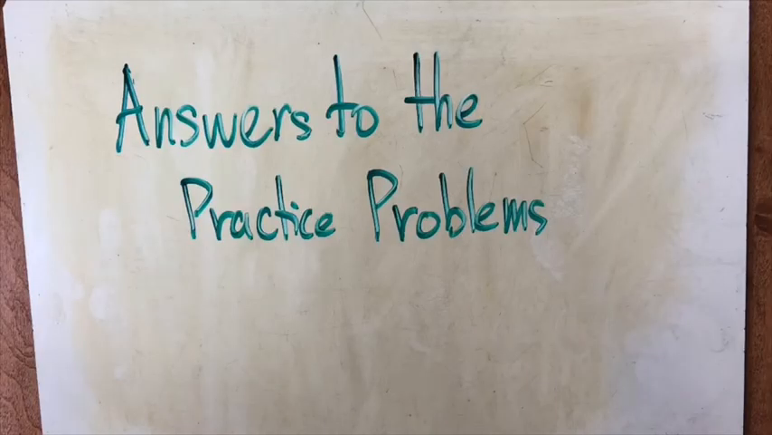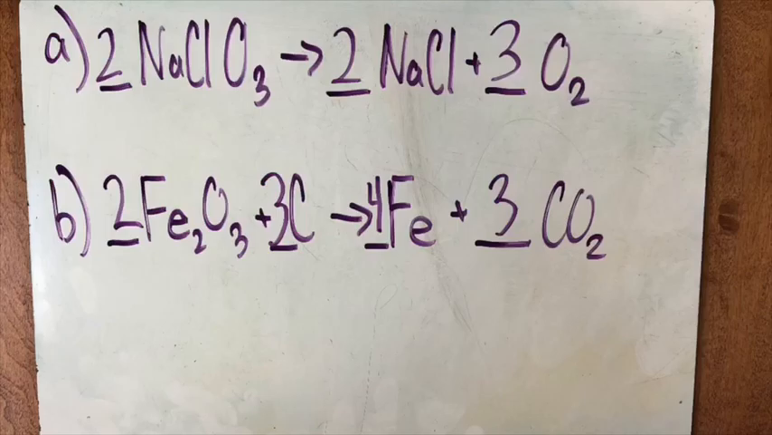Here are the answers to your practice problems. A was 2NaClO3, which makes 2NaCl plus 3O2. B was 2Fe2O3 plus 3C, which makes 4Fe plus 3CO2.